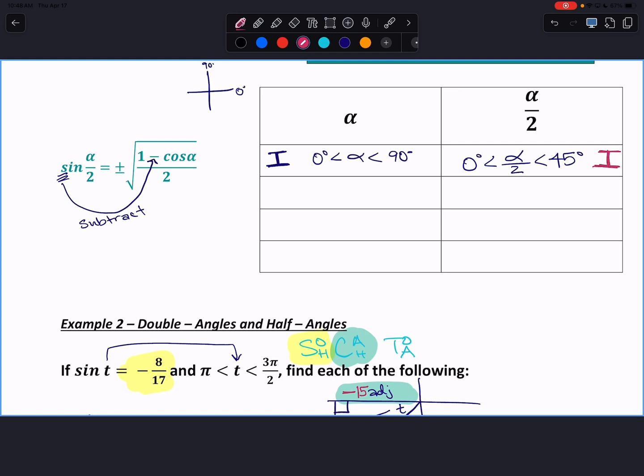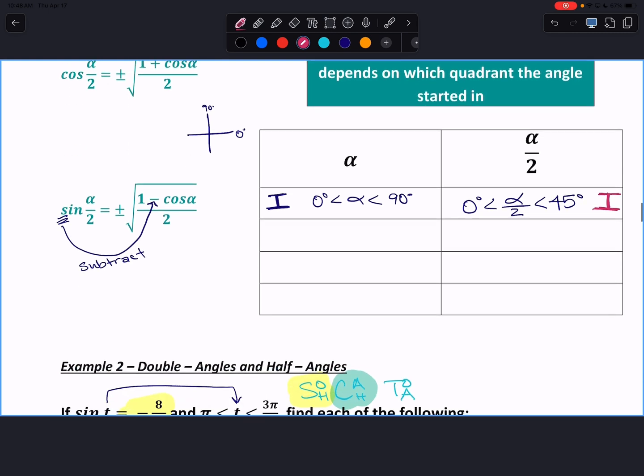What is sine in the first quadrant? Or cosine, rather. What's cosine in the first quadrant? Positive or negative? It's positive. So my answer is going to be positive. You see what I'm saying? If it's sine, sine's positive in the first quadrant. You half it, you end in the first quadrant, you get positive. So that's how you figure out, is it positive or negative? It depends on where you're starting and what you're looking for, okay?